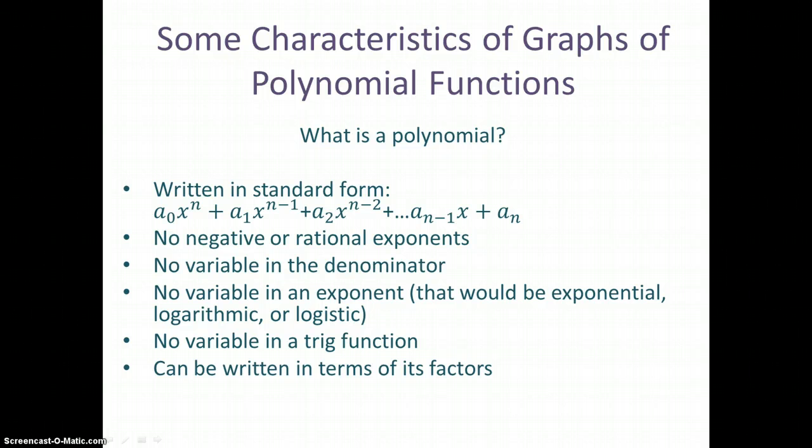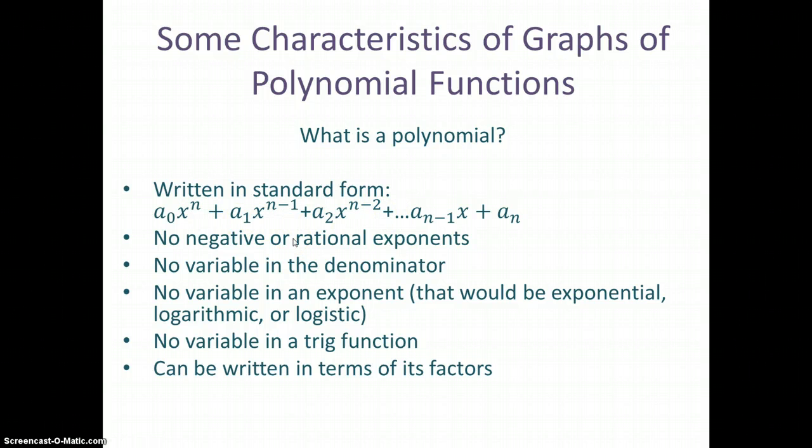What is a polynomial? Well, a polynomial can be written in standard form, and this is the standard form of a polynomial: a sub 0 x to the n plus a sub 1 x to the n minus 1, and so forth till we get to a constant a sub n. The a's are constants, the n's are powers, and the x's are variables. These a's are called the coefficients. This is standard form of a single variable polynomial.